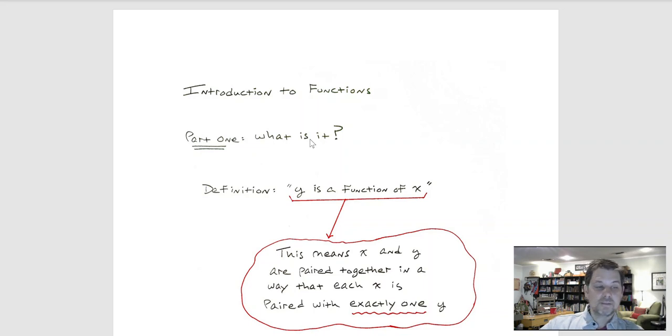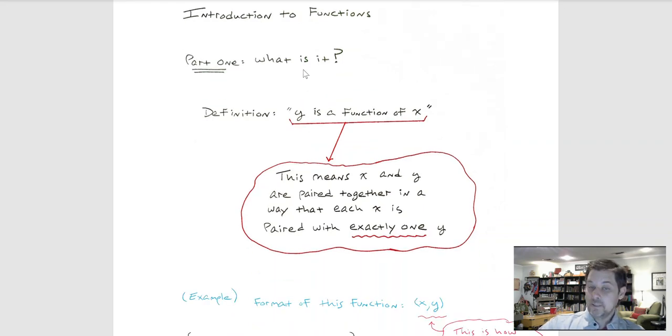In today's video, I'll be telling you what a function is, and I guess it's an important video for the reason that many things that you encounter from now on to the end of the semester will be described as functions. Equations will be described as functions, graphs, pictures, all sorts of things. So it's important that I tell you what it is now.